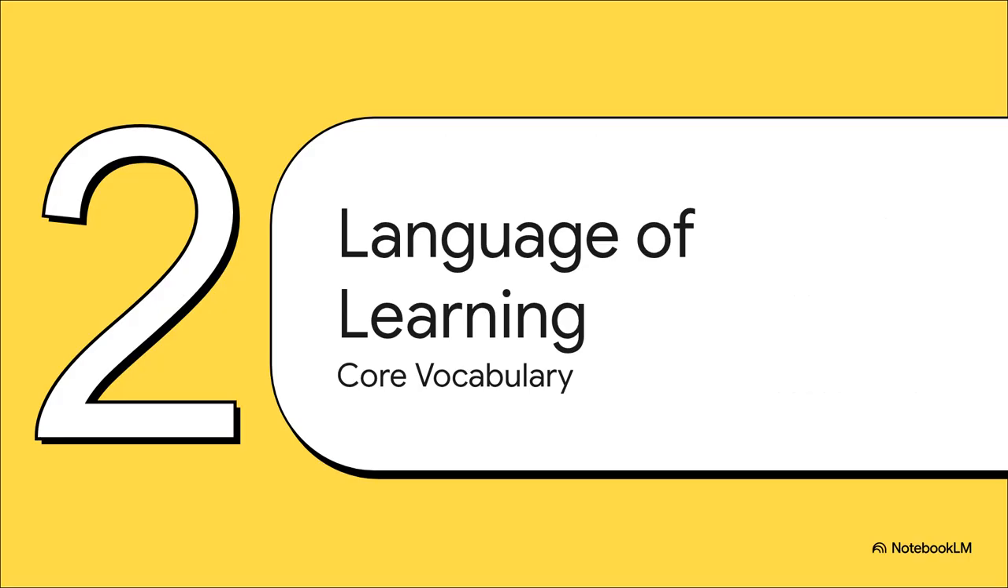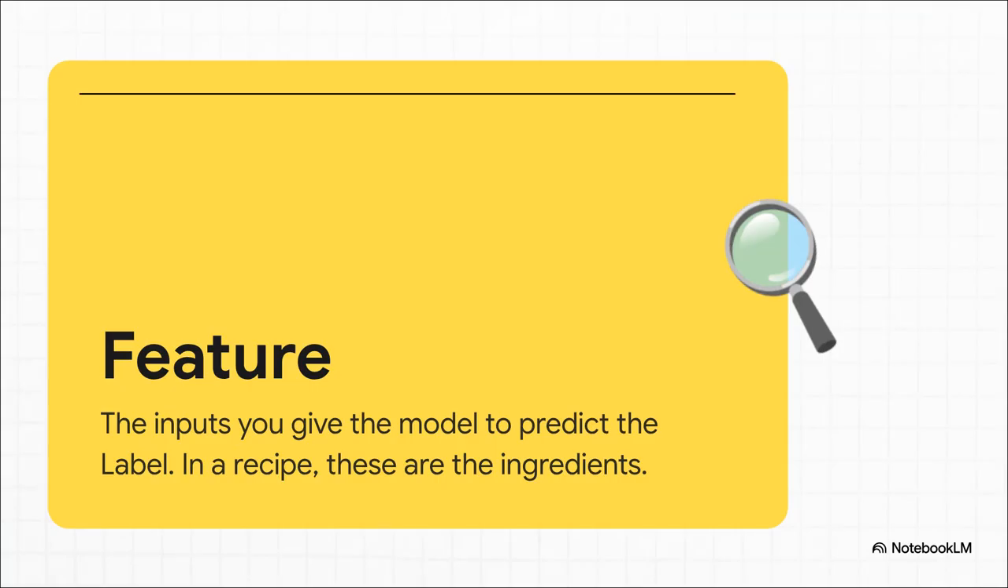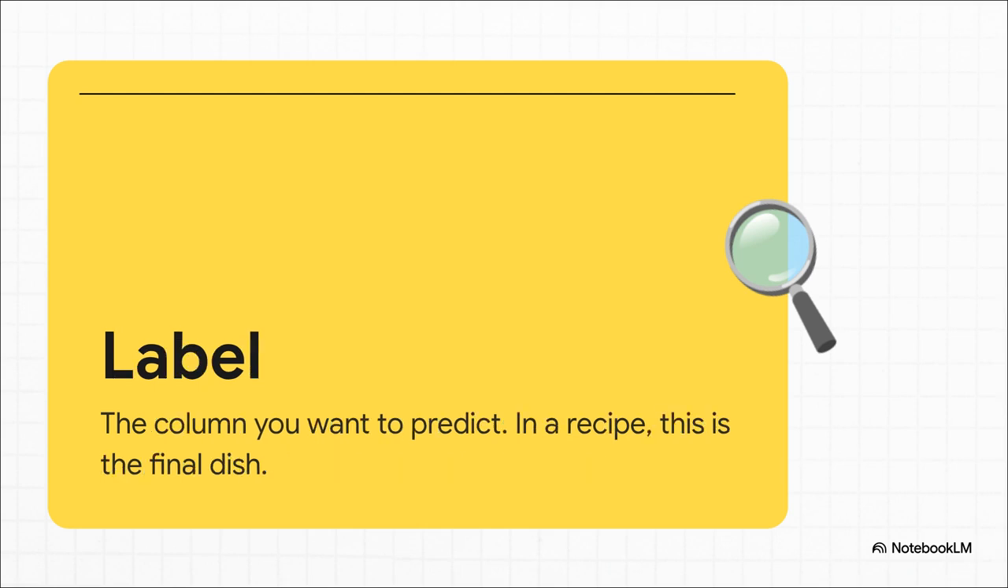Okay, so we know what AI can do. Now, to actually start building, we need to speak the language. And the good news is, the core vocabulary is way simpler than you might think. First word you need to know, feature. Honestly, the easiest way to think about a feature is as an ingredient in a recipe. It's a piece of information you already have to start with. It's your flour, your sugar, your egg. It's an input. And if the features are your ingredients, then the label is the final dish. It's the thing you're trying to create, the thing you're trying to predict. It's the answer you're looking for, the cake you're hoping to end up with.